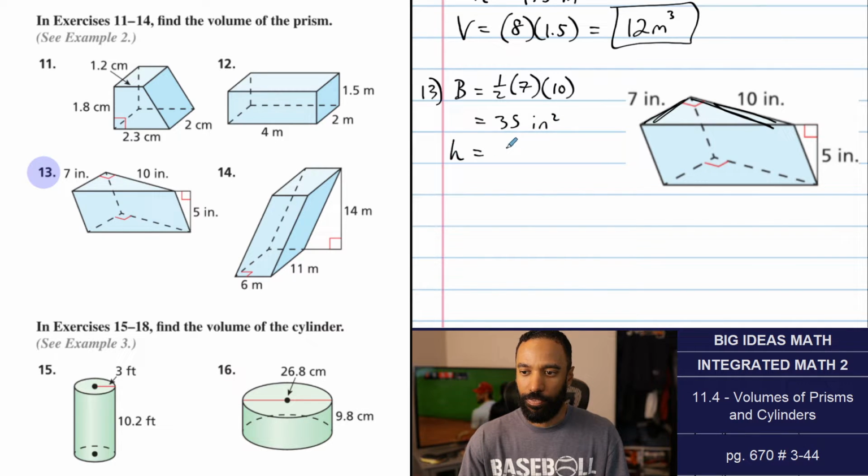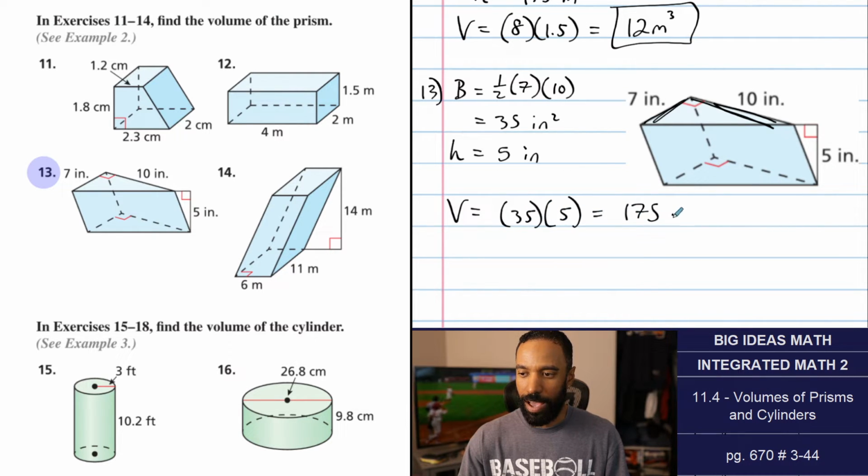And the height is 5 inches. That's still the distance between your two bases here. So the total volume is going to be area of base times height. And area of base times height here is 175 cubic inches.